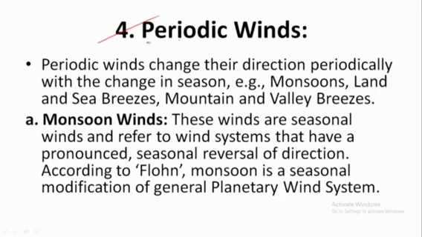Periodic winds change their direction periodically with the changing season, e.g. monsoon, land and sea breezes, mountain and valley breezes. Let's examine monsoon winds. These winds are seasonal winds and refer to wind systems that have a pronounced seasonal reversal of direction. According to Flohn, monsoon is a seasonal modification of the general planetary wind system.